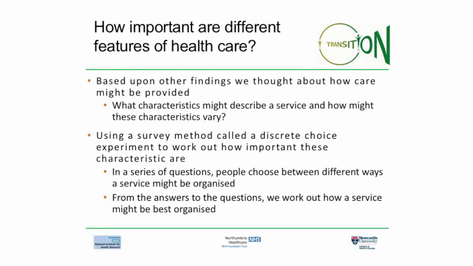The second approach we thought about was how important are different features of care. So we tried to think about how we might provide or define a transition service in terms of a set of features or characteristics, and then think about what would happen if those characteristics varied: if they were present, or absent, or present to different degrees. And we used a survey technique called the discrete choice experiment.